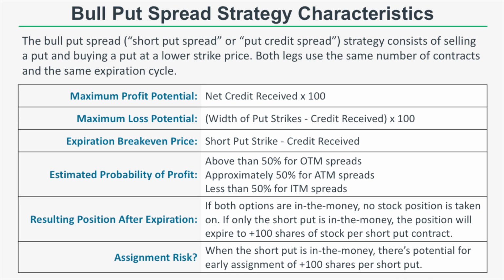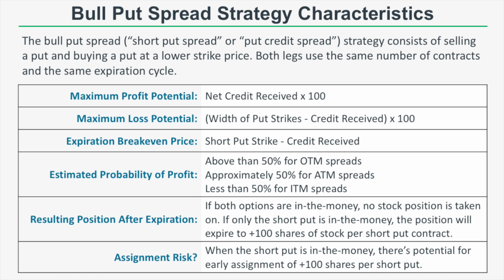Now, the estimated probability of profit on any bull put spread trade depends on the strike prices that you sell. The estimated probability of profit is actually greater than 50% for out of the money put spreads that you sell. The estimated probability of profit is closer to 50% for at the money put spreads and is less than 50% if you sell an in the money put spread.